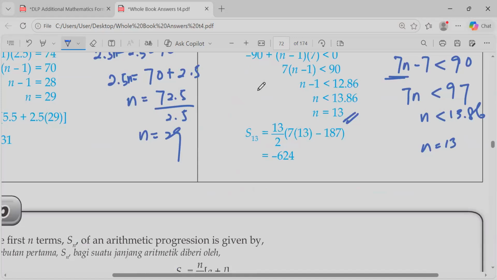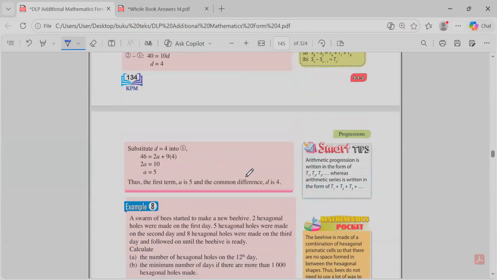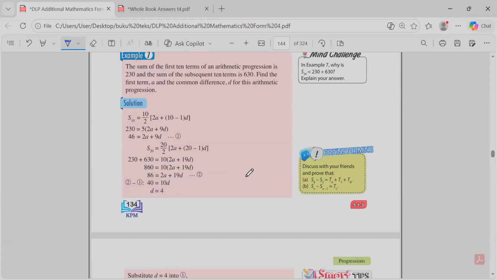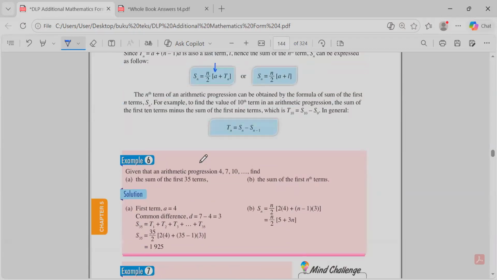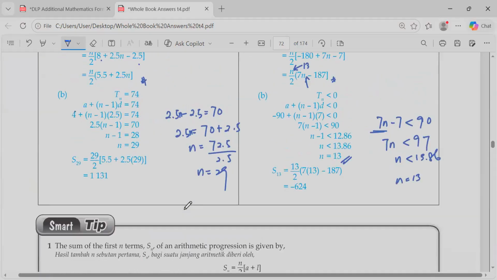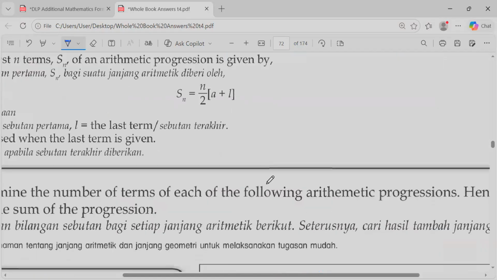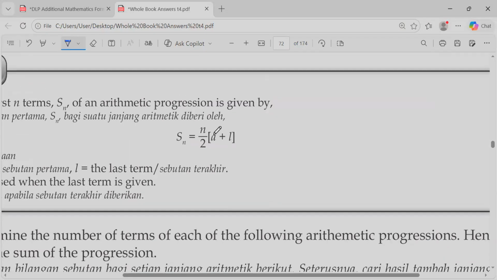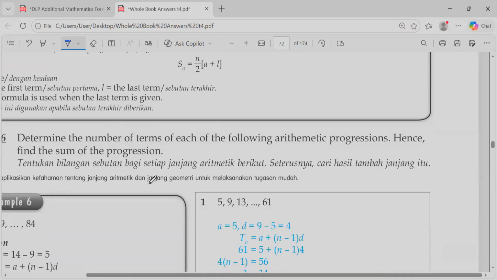Okay, and then you try to solve the question. Okay, we still continue. Okay, the second one, this is the formula. This is the first term, this is the last term. Okay, formula.